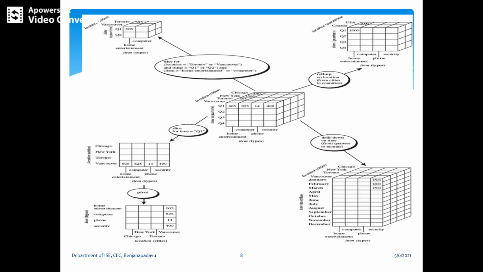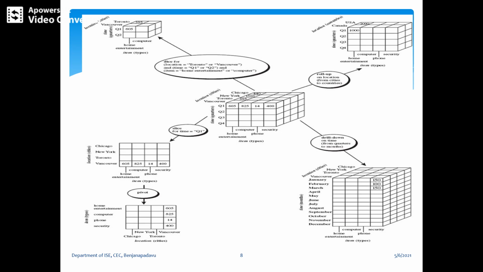Okay, now we will move on to the next: slice and dice. Here we are applying a slice operation, a dice operation, and the last one is pivot. First, let's see the slice operation. In the bracket we have written time equal to Q1.